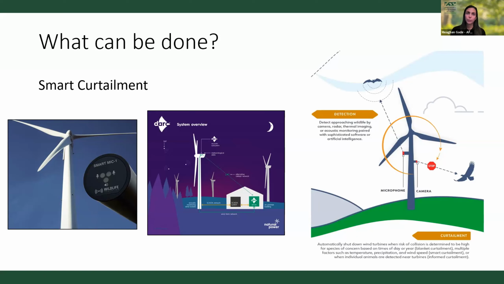Another form of smart curtailment is an artificial intelligence camera that can detect birds. Things like bald eagles and golden eagles tend to get struck down a lot. So if the AI image says, okay, there's a bald eagle incoming, you can turn the turbine off and minimize any risk of causing mortality here.